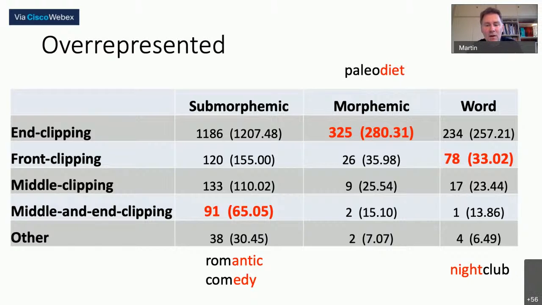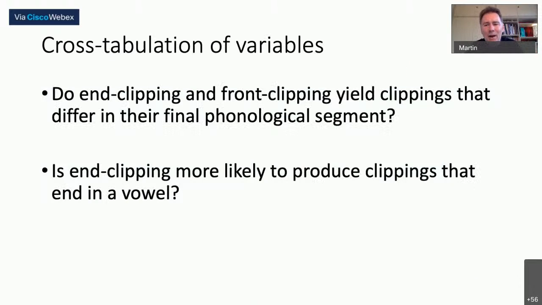Before we get into the nuts and bolts of that, let me show you one more thing that illustrates why it matters. So we've seen how end clipping and front clipping differ with regard to morphology, but of course the same variable also differs with regard to sound. So we can ask whether end clipping and front clipping yield clippings that differ with regard to their segmental phonology, so with regard to their final phonological segment. So is it, for example, the case that end clippings are more likely to end in a vowel?